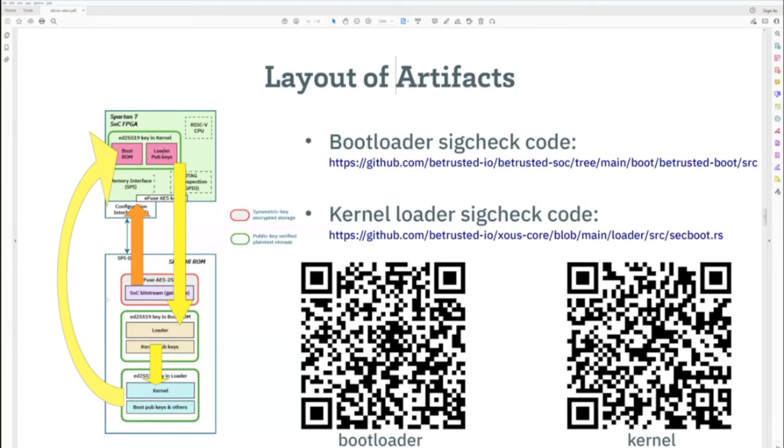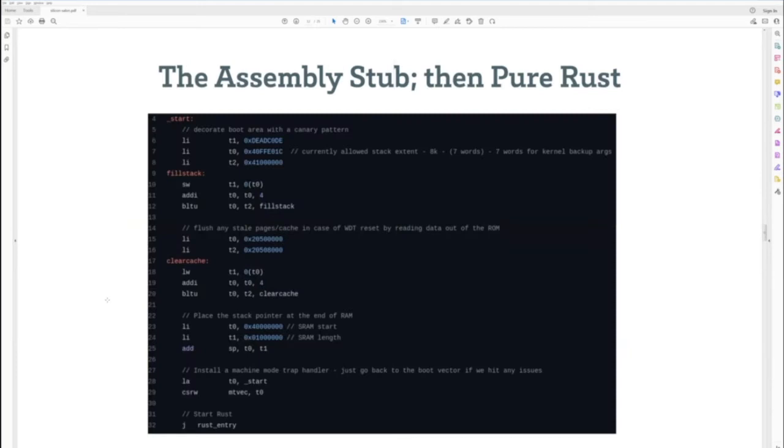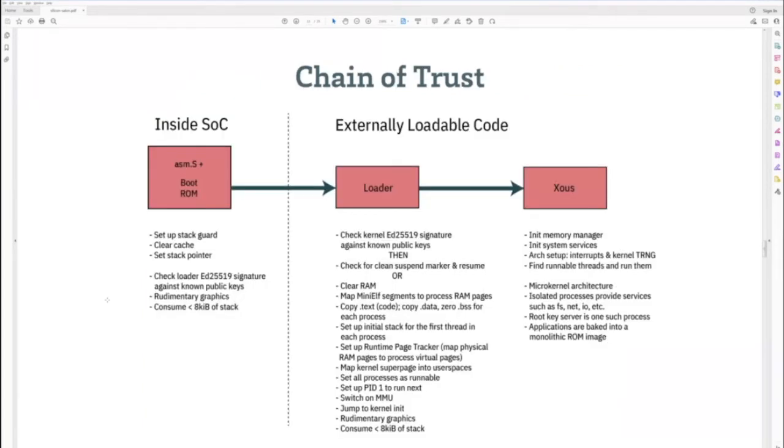So a little bit more about the actual code itself. The whole bootloader is written in pure Rust, except for a tiny assembly stub. The assembly stub is so small, I can just show it to you right here. It's basically a canary pattern. Fill the stack, clear the cache, set where the stack pointers are going to be, and then jump to Rust. It's pretty much as small as you can get in terms of an assembly stub, so there's nothing too ugly going on there. And then the chain of trust starts there.